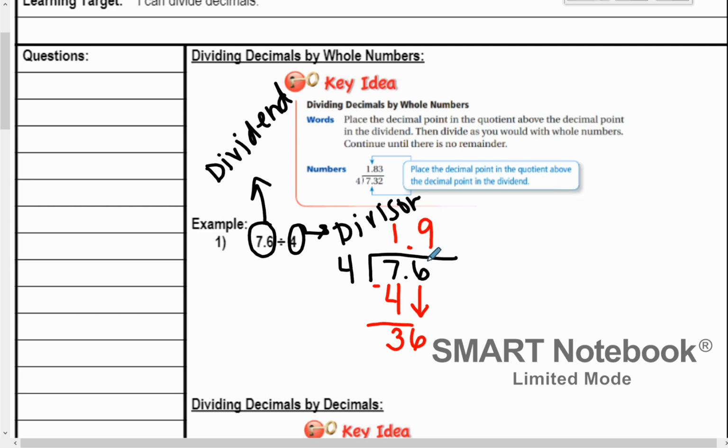So we're going to write it above that 6 because that's what we dropped down just like we would before. Okay, 9 times 4 is 36. We have no remainder and we're out of numbers up here, so this is our final answer. 1 and 9/10 is that final answer. Okay, so when we have a whole number as a divisor, we divide just like we do with long division. We just have to remember to bring that decimal point up.